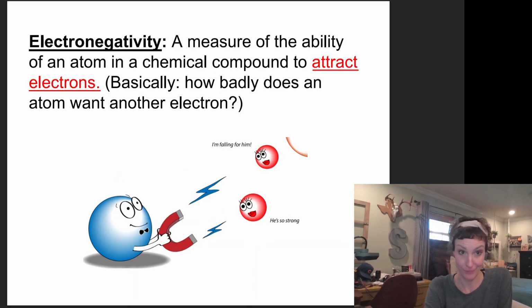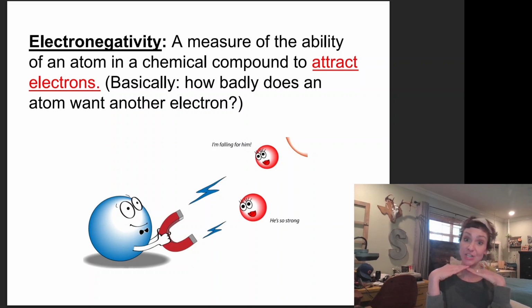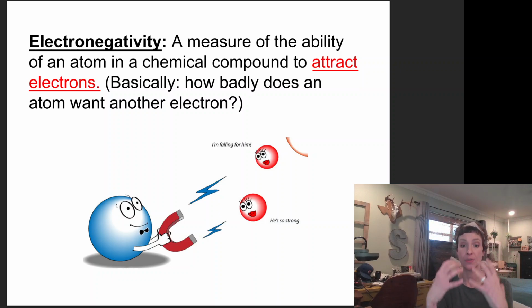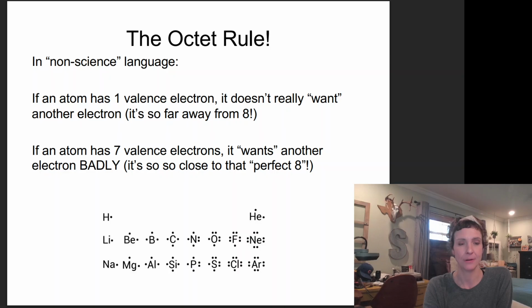Let's see what the super sciencey definition is though. So electronegativity is a measure of the ability of an atom in a chemical compound to attract an electron. Basically, how badly does an atom want to gain another electron? Okay, when I'm talking about pulling on electrons, that's the nucleus. That's that positive nucleus, that nuclear charge that is pulling on those negative electrons. So we're wanting to see how strongly that nucleus has the ability to attract electrons. That's what electronegativity is.